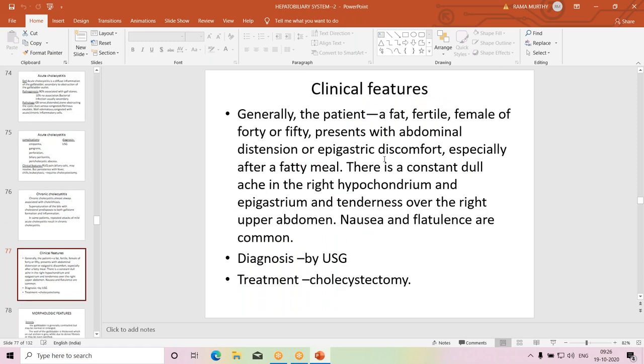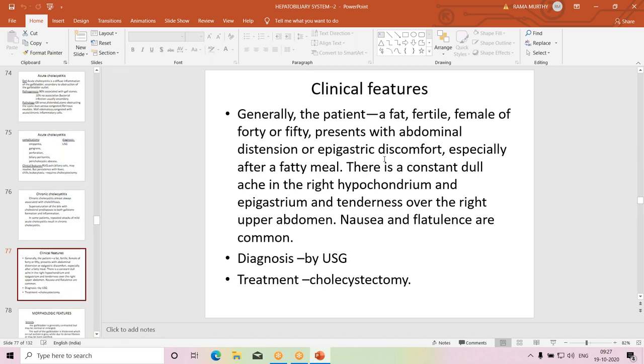What are the clinical features of chronic cholecystitis? In chronic cholecystitis, clinical features are not so severe, but there is pain in the right hypochondrium region, where the gallbladder is situated, colicky abdominal pain in the epigastrium or right hypochondrium. Usually the patient is obese, fat, fertile, multiparous, a female above the age of 40 or 50. So same risk factors as for gallstones, the 5 or 6 F's I have already mentioned in the etiopathogenesis of gallbladder stone formation. So the same predisposing factors are present in the case of chronic cholecystitis.